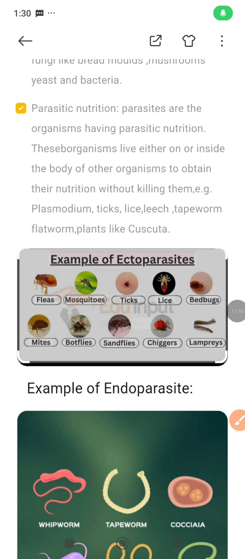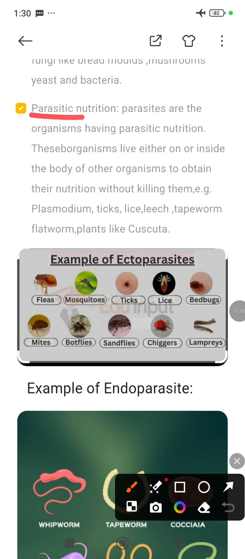Next, the parasitic mode of nutrition. Parasites are the organisms having parasitic nutrition. They stay on the body of the host, maybe internally or externally, but they do not prepare their own food, because they collect the nutrients from the body of the host. They are known as parasites, and their mode of nutrition is known as the parasitic type of nutrition.